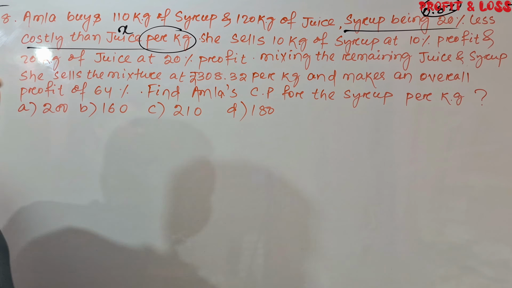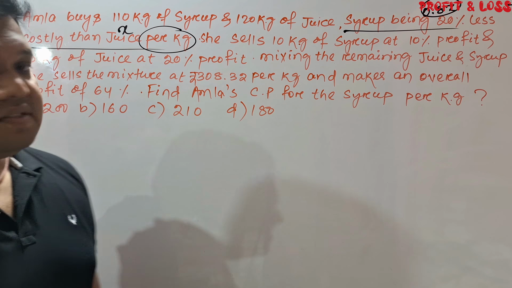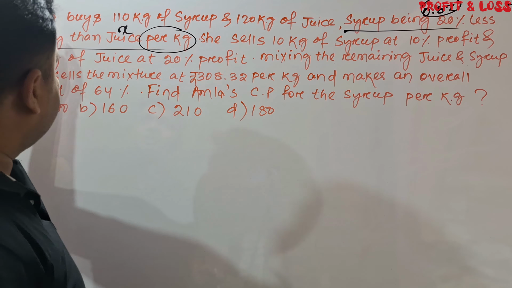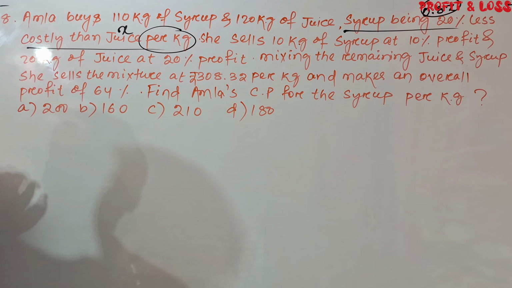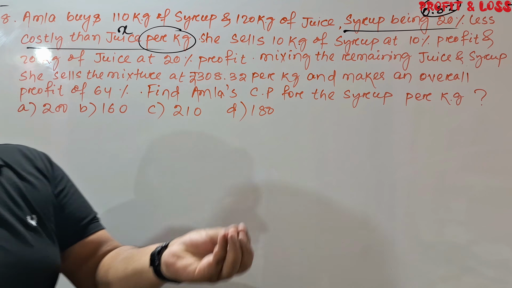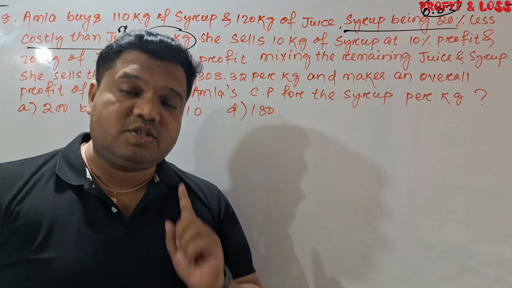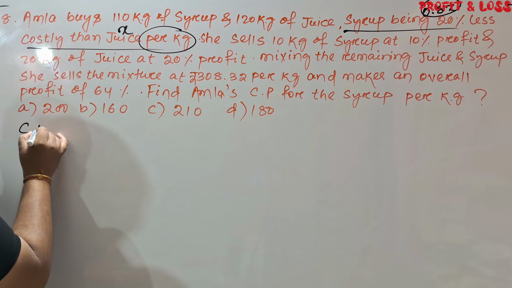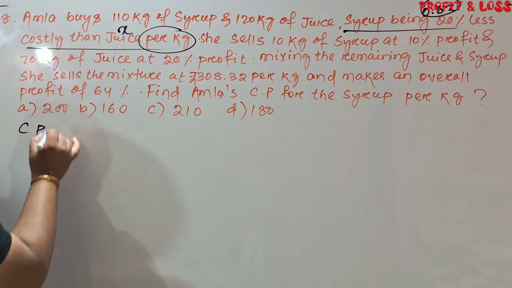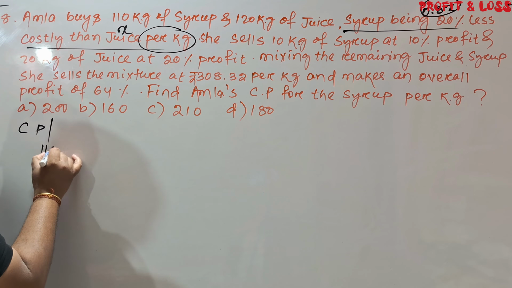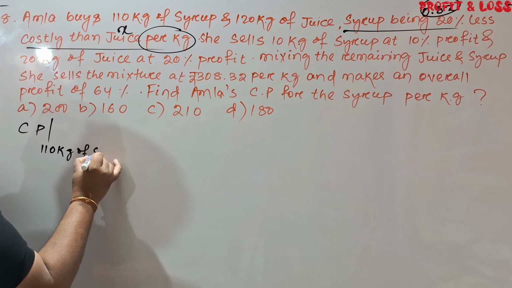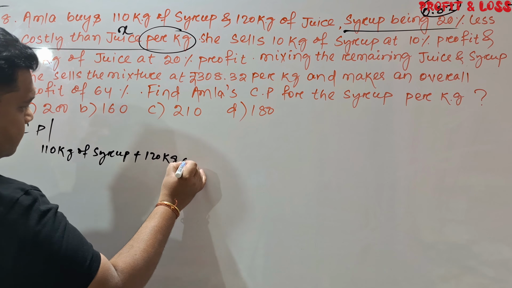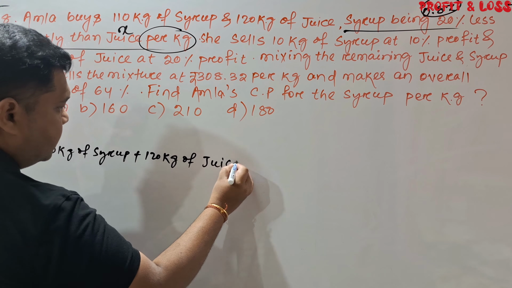Achha, what is given? When a question is like this, first you have to read the statement. Statement by statement you have to proceed. When I read the first statement, Amla buys. When you buy something, you find the cost price. This is step number 1. In step number 1, I am going to find the cost price of 110 kg of syrup and 120 kg of juice. So statement by statement you have to proceed.